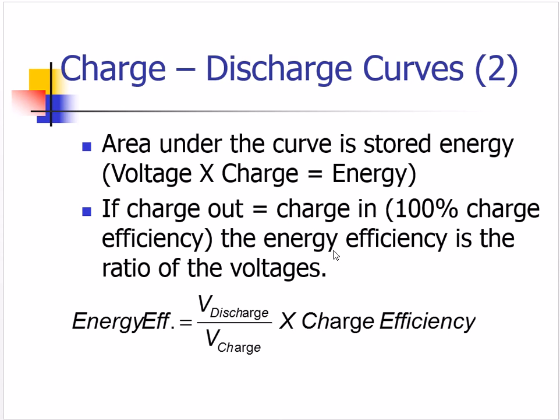So I said a lot of this on the previous chart. Voltage times charge is energy. And now once we recognize that the charge efficiency, we're going to get pretty much all of the charge out of the battery that we put into it as far as the amp hours charge, then really it's a ratio of the voltages that determines the energy efficiency of the battery. The voltage we have to charge it at versus the voltage that we discharge it.